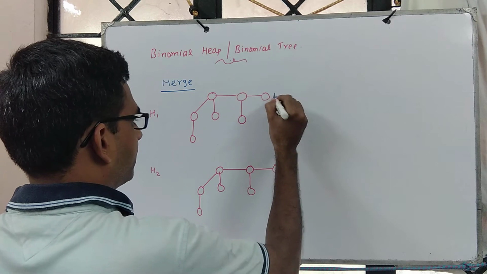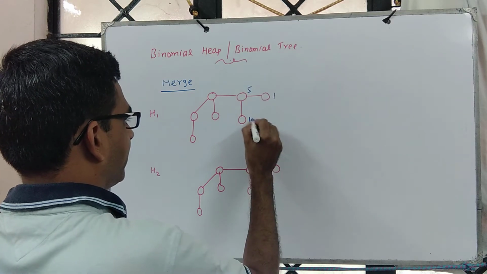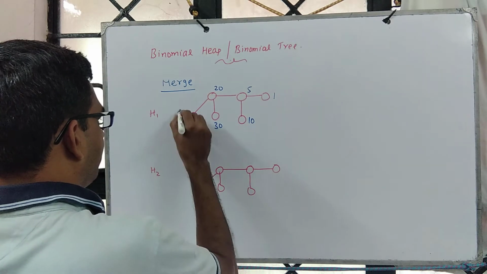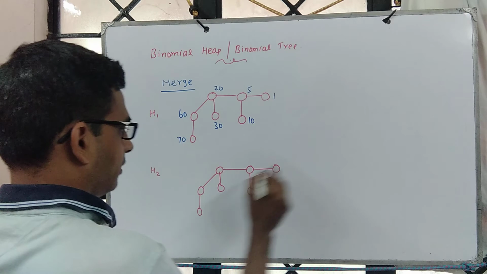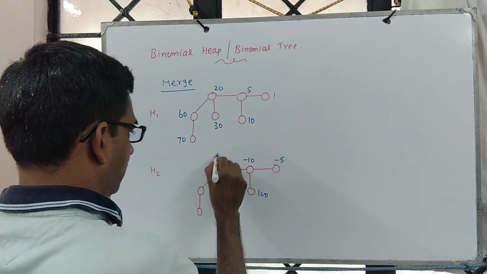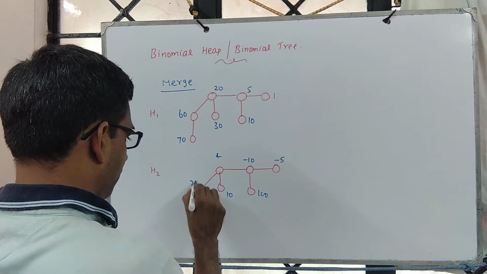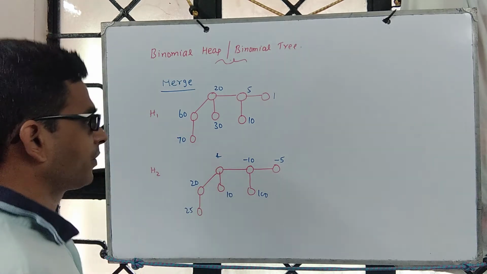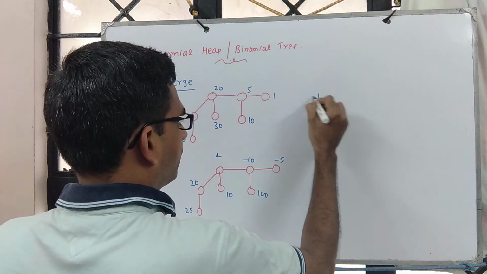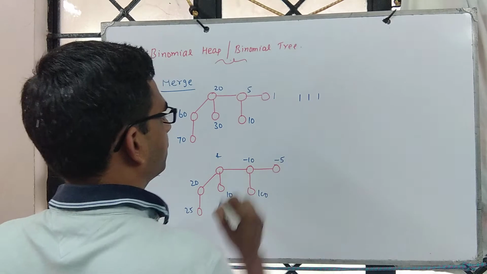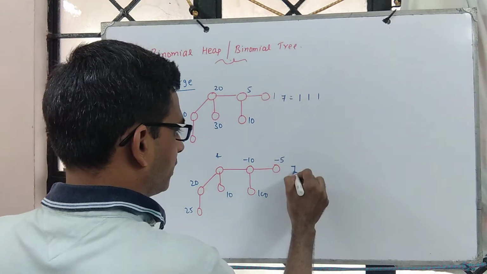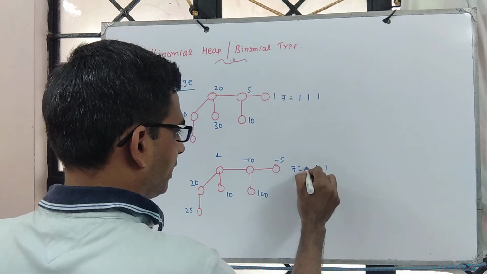Let's assume this one is 1 and this one is 5, 10 and this one is say 20, 30, 60 and 70. This one is say minus 5, minus 10, 100, 4, 10, 20 and 25. So the binary representation of this will tell you 1 B0, 1 B1, 1 B2. So there are 7 nodes. Similarly, this one also has got B0, B1 and B2.